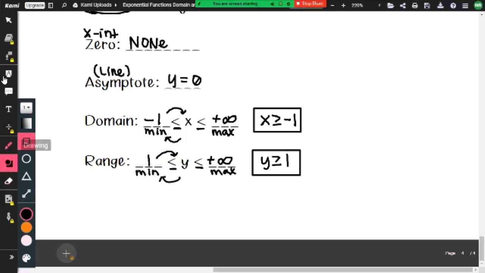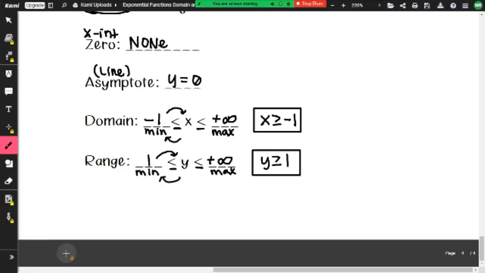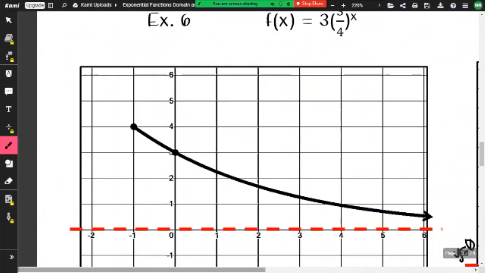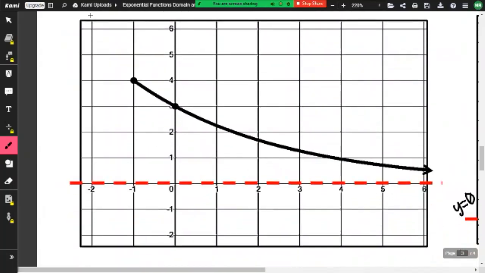Example 6. All right, label your X and your Y axis. I'm just going to put a Y there, X axis. Your asymptote, that dotted line, y = 0. What is your y-intercept? 0, 3. Put an X and Y over it. What is the endpoint on the left? -1, 4. X and Y.